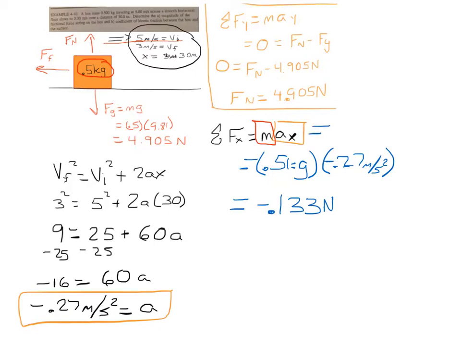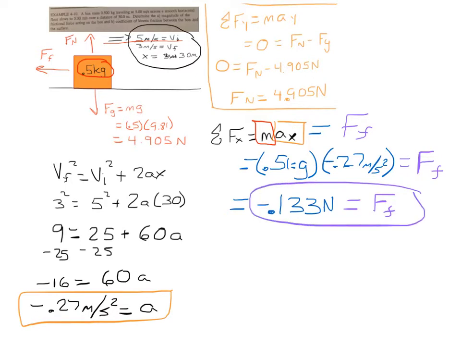And the net force in the x direction is just all the forces in the x direction. Well, since there's only one force, it's just going to be the force of friction. So this is going to equal the force of friction. And it makes sense that our force of friction is negative because it's pointing towards the left. So that's the magnitude of our frictional force. So this is part A. It's right there.